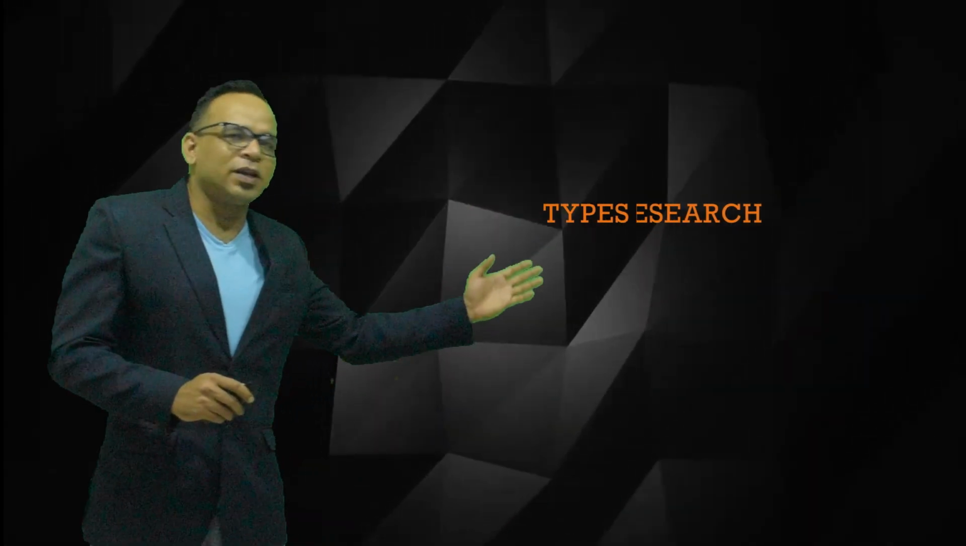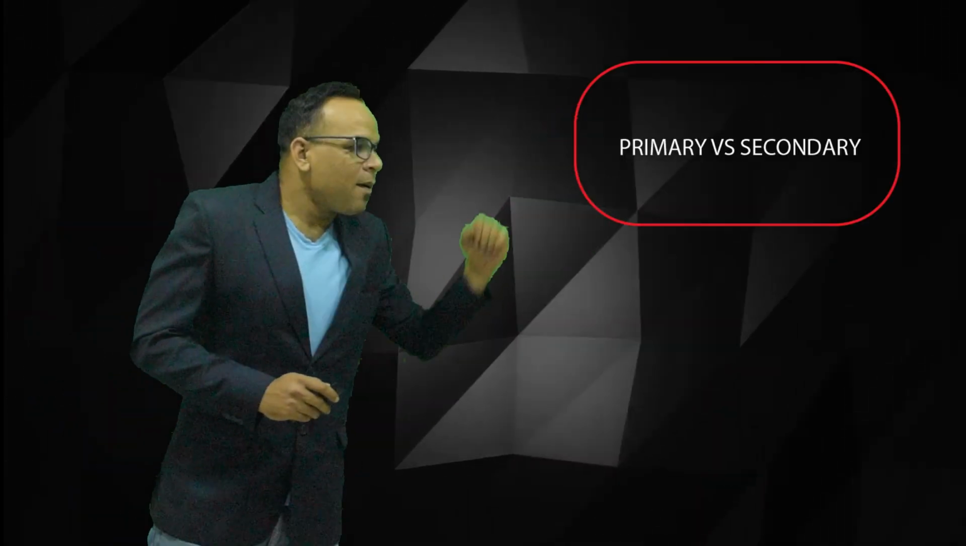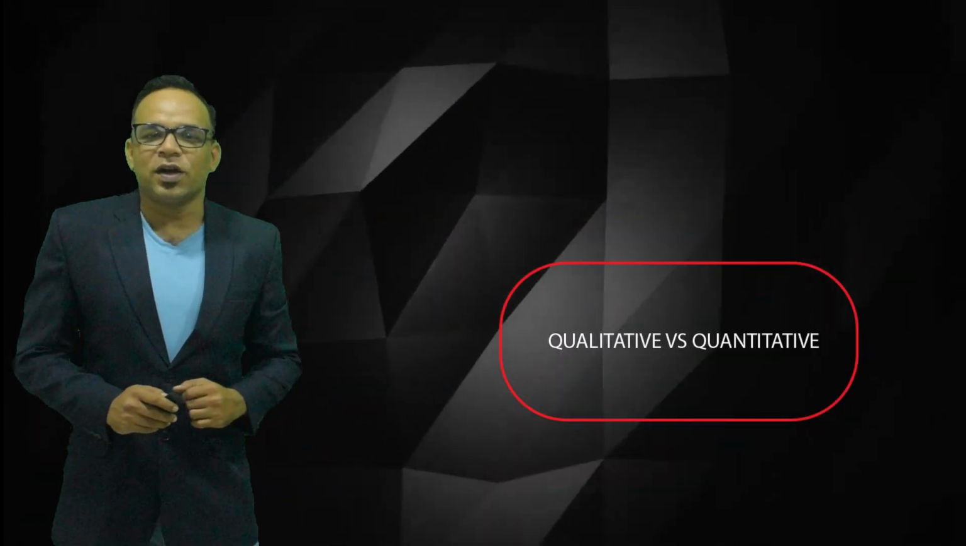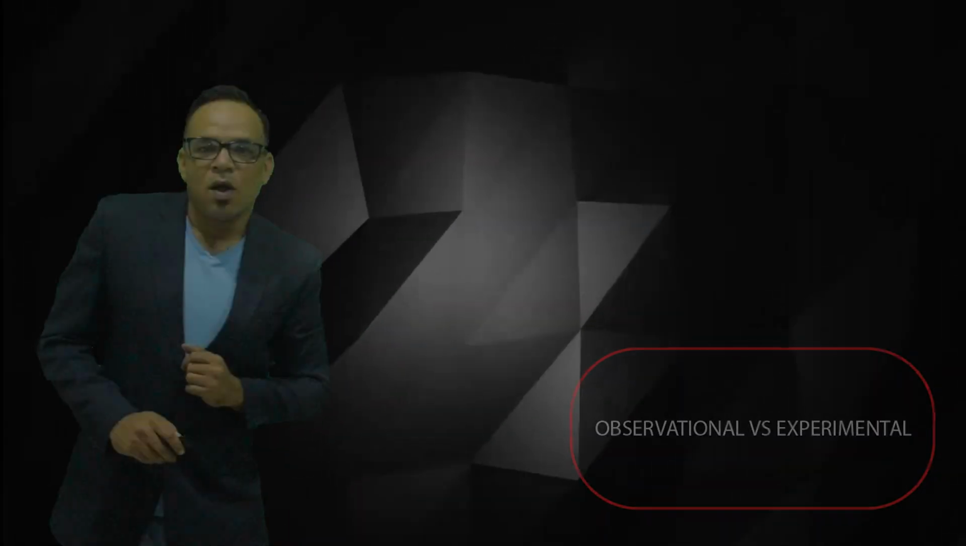Moving on to the types of research. The first type is basic versus applied. Second, primary versus secondary. Third, qualitative versus quantitative. And finally, observational versus experimental.